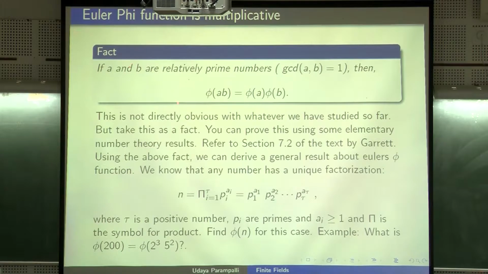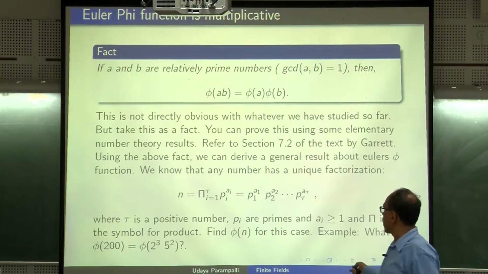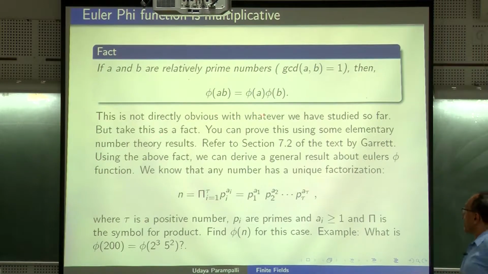Another thing I said is about relatively prime numbers. Only for two relatively prime numbers is this multiplicative. But there are some functions which are true for any integers, called strongly multiplicative ones. If you do a number theory course, there are lots of other things, but in general take this as a fact; you can prove it using some elementary number theory results.